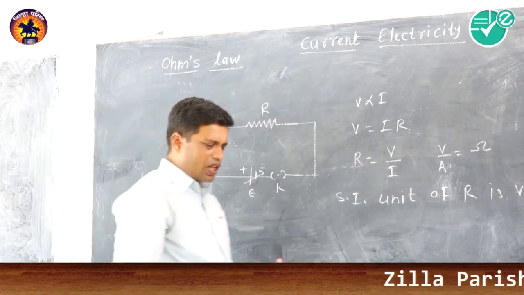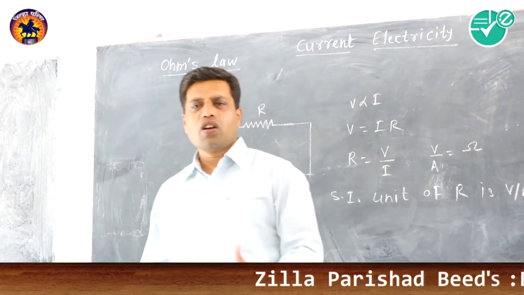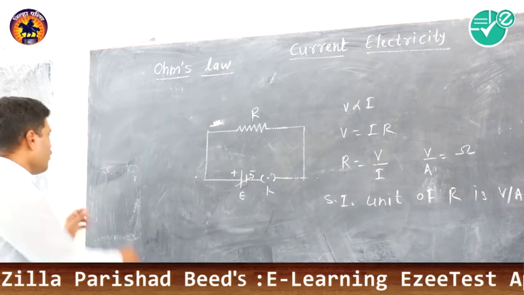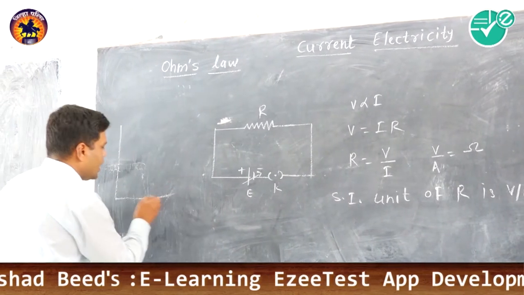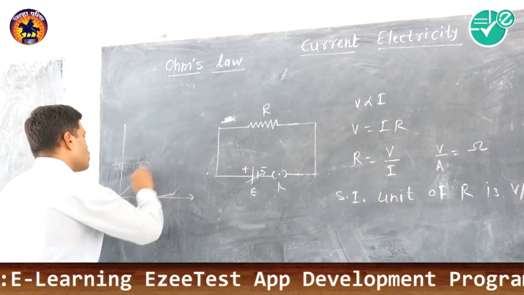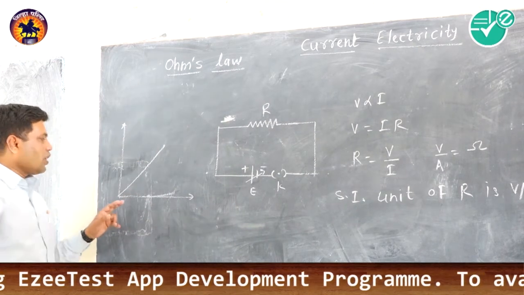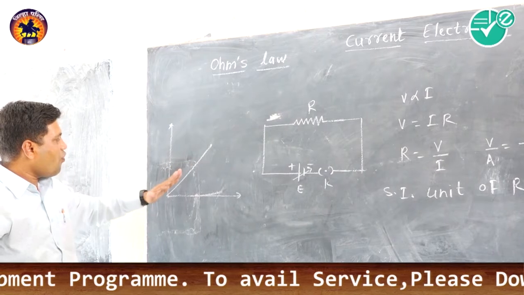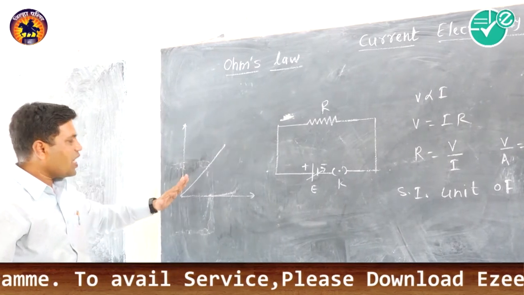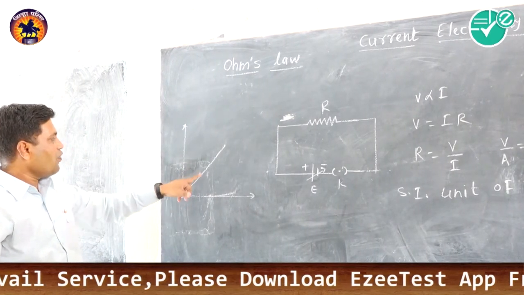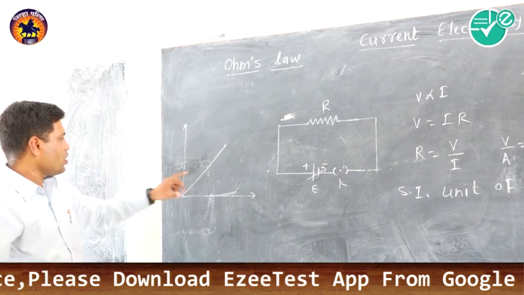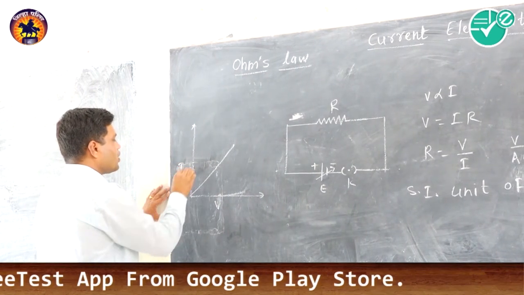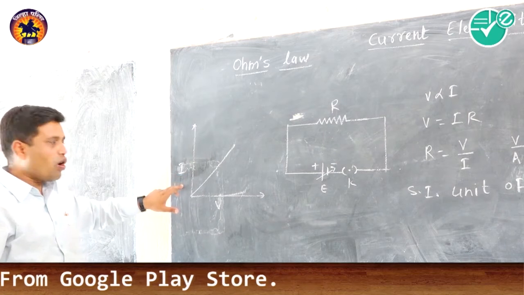Some substances are ohmic conductors, some substances are non-ohmic conductors. If any material or substance follows Ohm's law, then the graph of the current flowing through that substance against the potential difference is a straight line. If you have such a VI graph for a given substance, then we can say that the conductors are called ohmic.